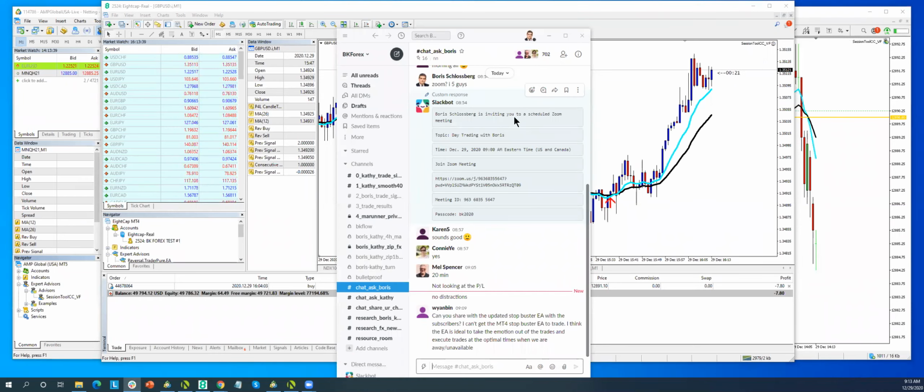Can I share the updated stop buster EA with the subscribers? I can't get the MT4 stop busters to trade. I think the EA is ideal. Take emotion out of the trades and execute trades at the optimal times when we are away.